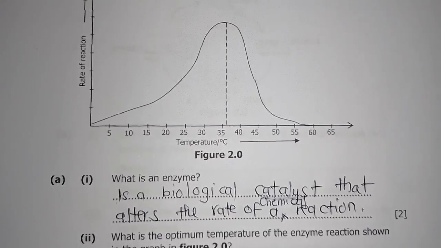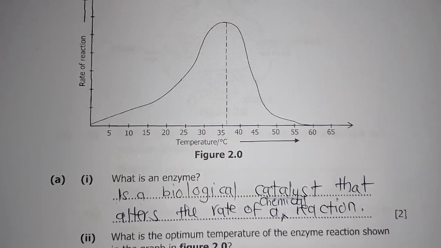So this is how you need to answer biology questions. You are not supposed to end where you just say an enzyme is a biological catalyst. Ending there, you can be given 1 mark. But this is how you need to say it: an enzyme is a biological catalyst that alters the rate of a reaction. You know that a catalyst is a substance that speeds up or slows down the rate of a reaction.